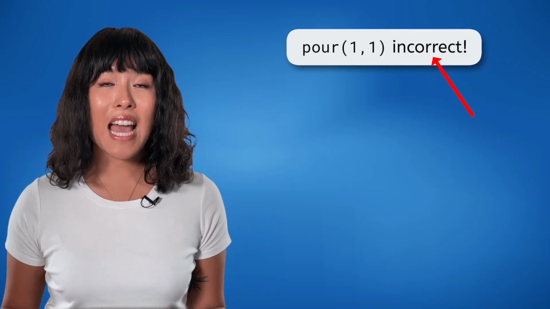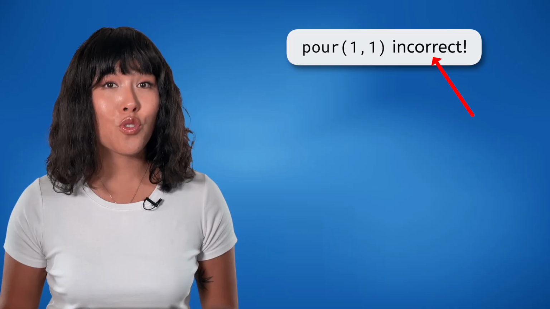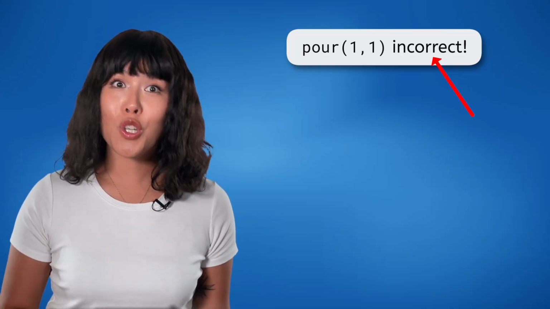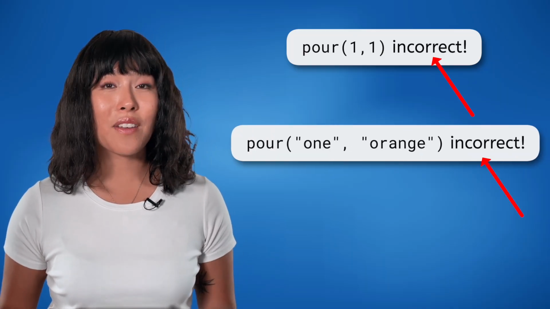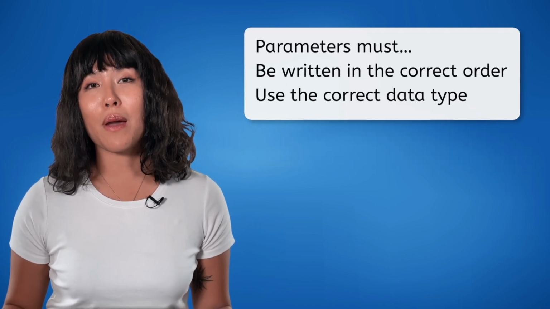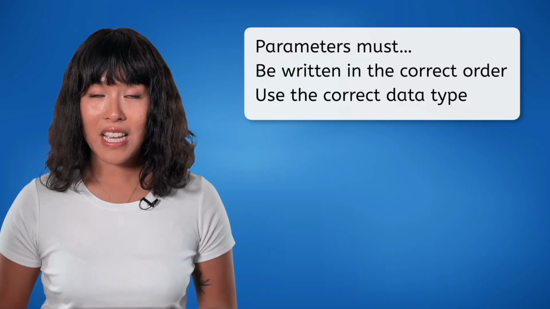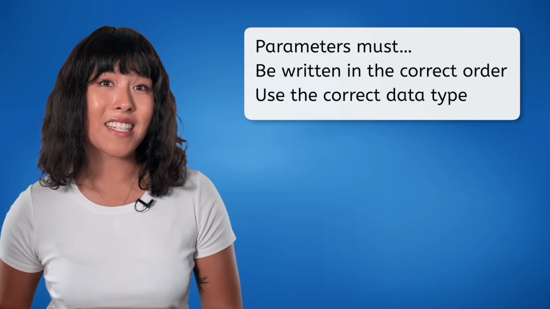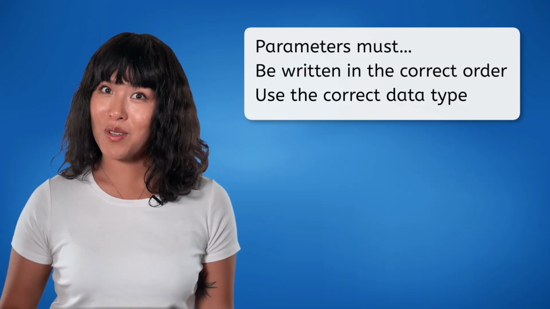We also have to be sure that they are the correct data type too. If the function asks for an integer and a string, we can't give it two integers. We also can't give it two strings. The compiler will get confused. Putting the parameters in the correct order and using the correct data type will allow the function to run.